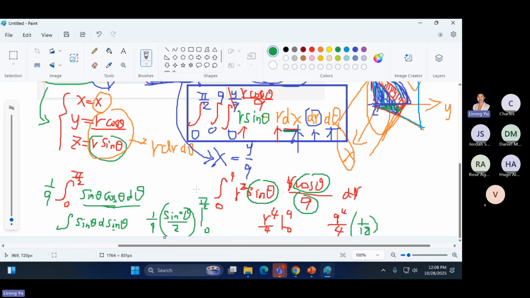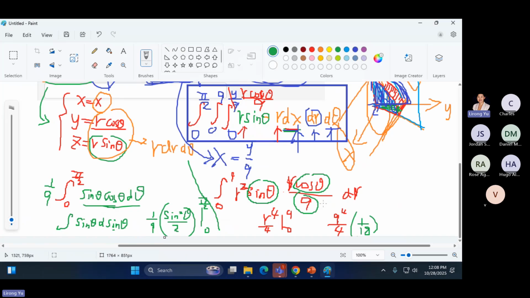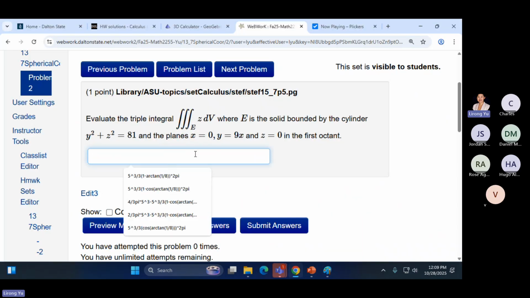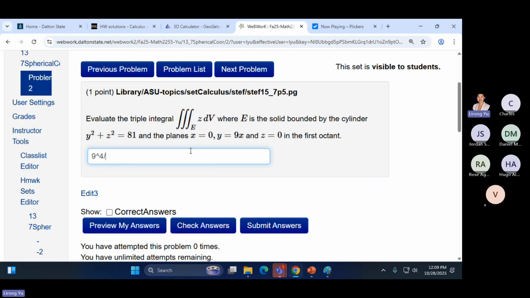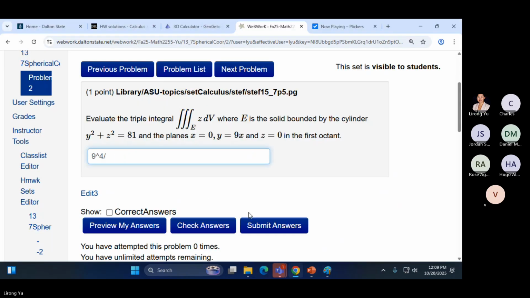Let's see if this is all set. I integrated dx first, then integrated dr over here on the right, and then I integrated theta last. Right. The answer is 9 to the power 4 over 4 times 1/18.